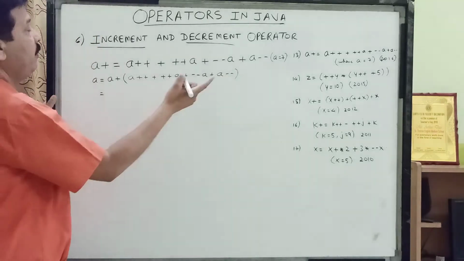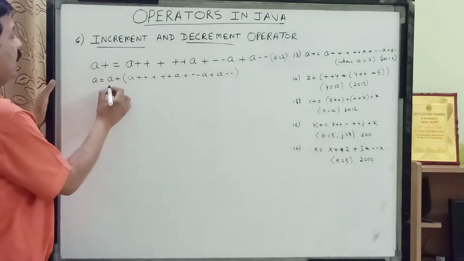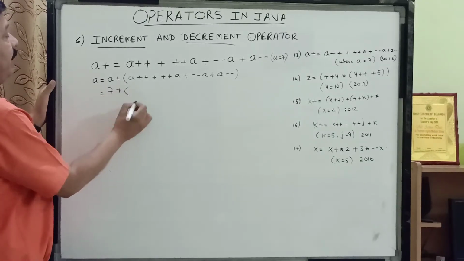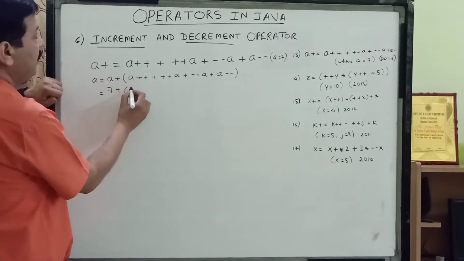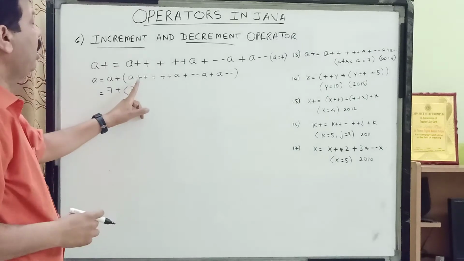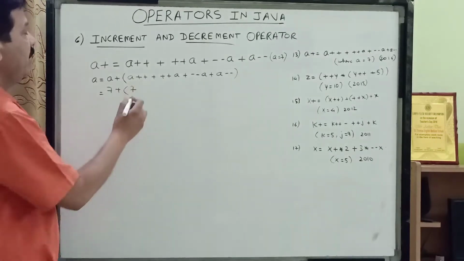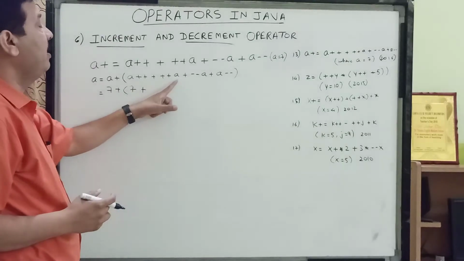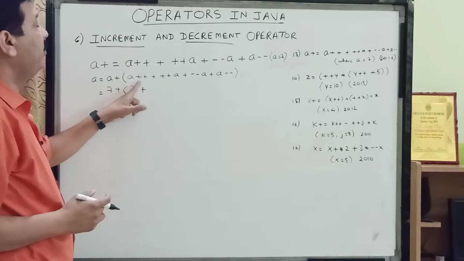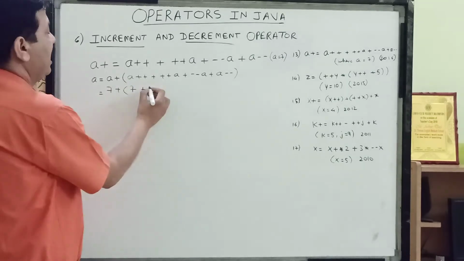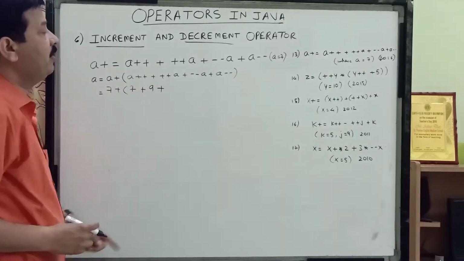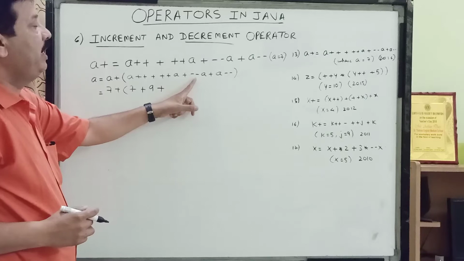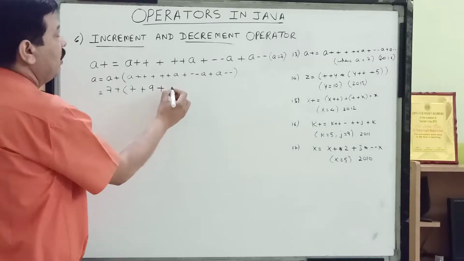Now we put the values. The initial value of a is 7, so we'll put 7 plus, in a bracket. Now this is a post-increment, so 7 will come here, but now its value becomes 8, and here we have a pre-increment, so now its value becomes 9. So here it becomes 8 and then here it becomes 9. So plus 9 and plus, now it is a pre-decrement, so its value becomes 8.